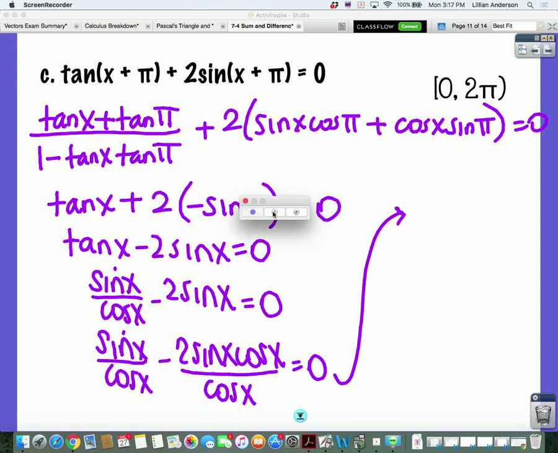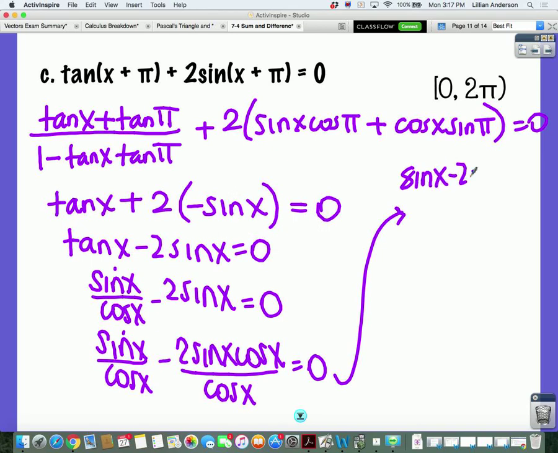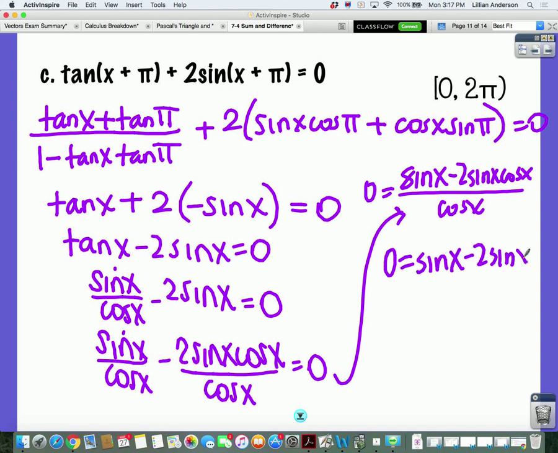So from here, because we have a common denominator, we can write it as one fraction. And that equals 0. Now to solve this, we need to get rid of the denominator. So if we multiply both sides by the cosine of x, well 0 times the cosine of x is going to go away, and we're just left with cosine x minus 2 sine x cosine x.